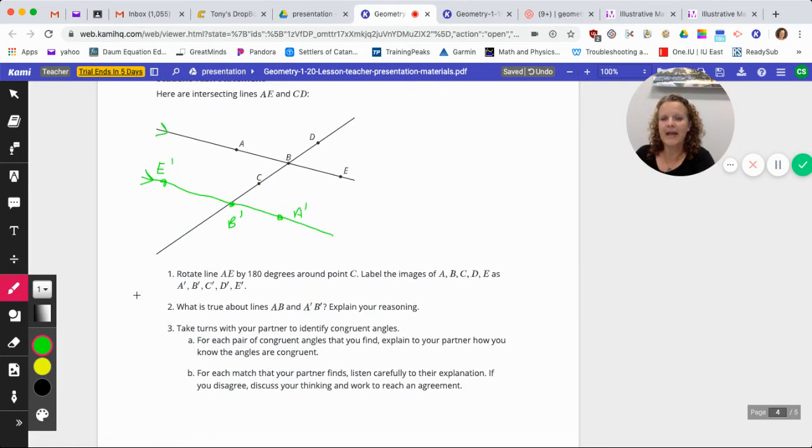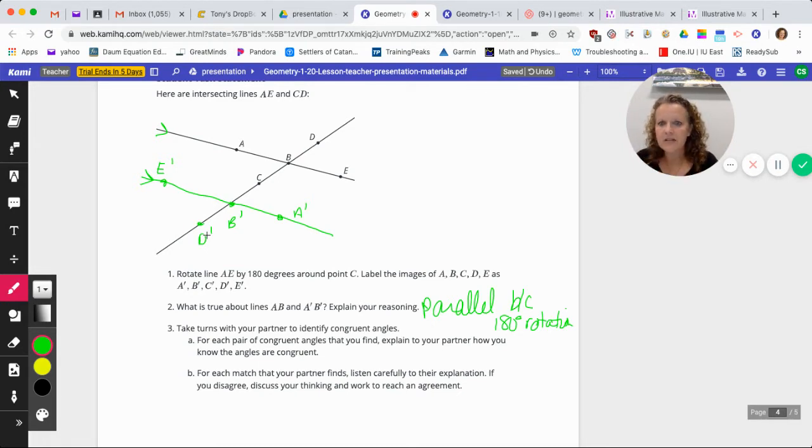All right, what is true about A, B, and A prime, B prime? They're parallel, okay? Okay, because of 180 degree rotation. I don't think I finished this. A, B, D, E, C, E prime, B prime, A prime. I forgot about D prime. I think I got them all. Yep, okay. So what do we know? They're parallel, rotation by 180 degrees takes lines to parallel lines.